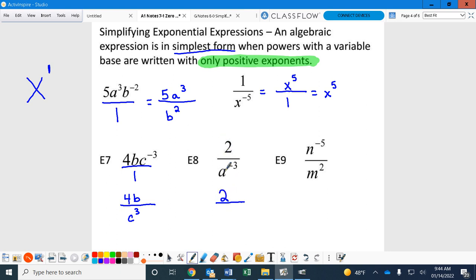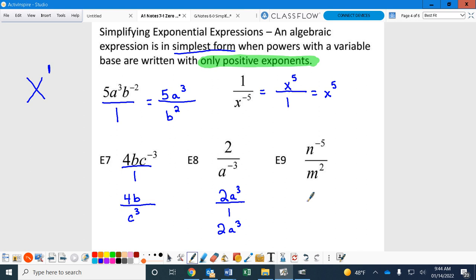That a has got a negative exponent. It's going to move from the bottom and it's going to move up to the top. It's going to become a to the 3rd. Since we don't have anything on the bottom, it's going to need a placeholder of 1. And then when you reduce that, it's going to reduce down to 2a to the 3rd. Again, guys, we don't leave fractions over 1. If you have one that's over 1, you're going to have to simplify it down.